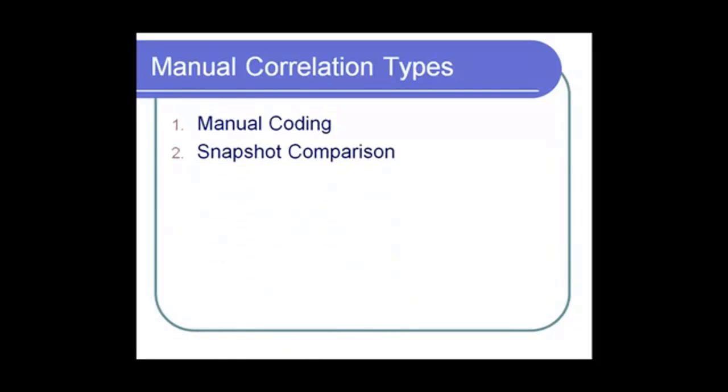Second, snapshot comparison. In this method, the script is run in playback mode and the resulting snapshot is compared with the snapshots in recording mode. The differences are correlated. The third and the recommended method of correlation is vuser comparison, where the same script is captured twice and a WinDiff is done on the scripts, and the differences are correlated. So let's see how the vuser comparison is done.